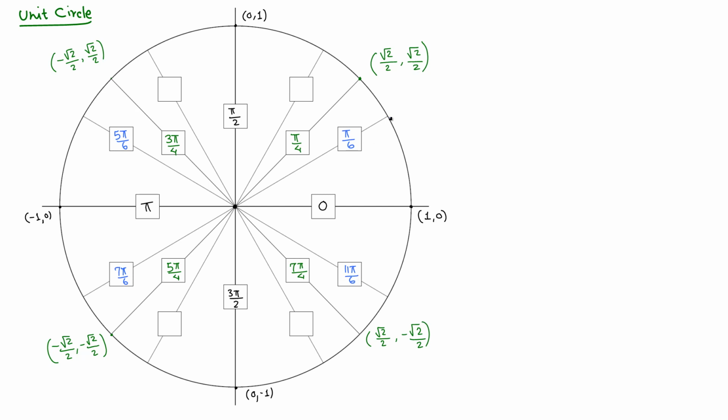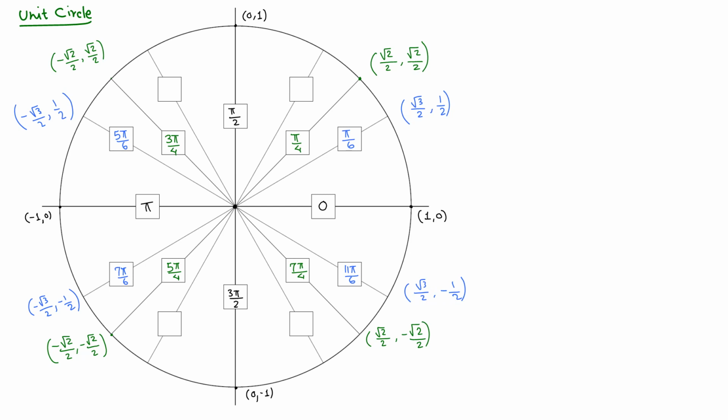And for pi over 6, the x part is longer, so root 3 over 2, y is shorter, 1/2. Now we'll have the same, but x is negative, so negative root 3 over 2 comma 1/2. And here both negative, so negative root 3 over 2 comma negative 1/2. Here x is positive, so root 3 over 2, y is negative 1/2.